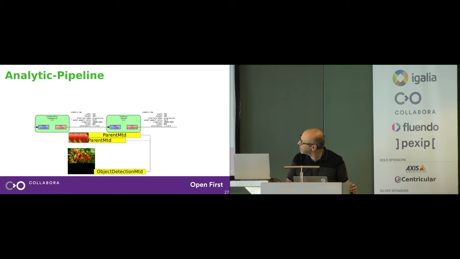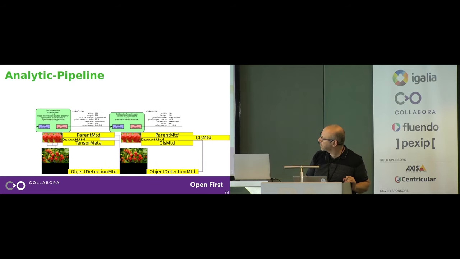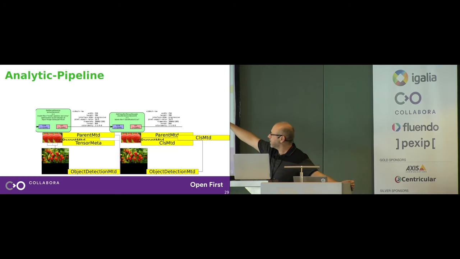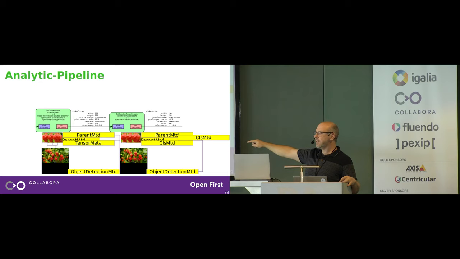and it will also attach a parent meta, because at some point we want to bring back all the metadata to the original image. So we add this parent meta. Now it will be fed into a classifier. Again, it's the ONNX inference that can be used. After doing this inference, we end up with classification meta on each of those crops, and each crop also has a parent meta, so there's a relation with the object detection on the original image.